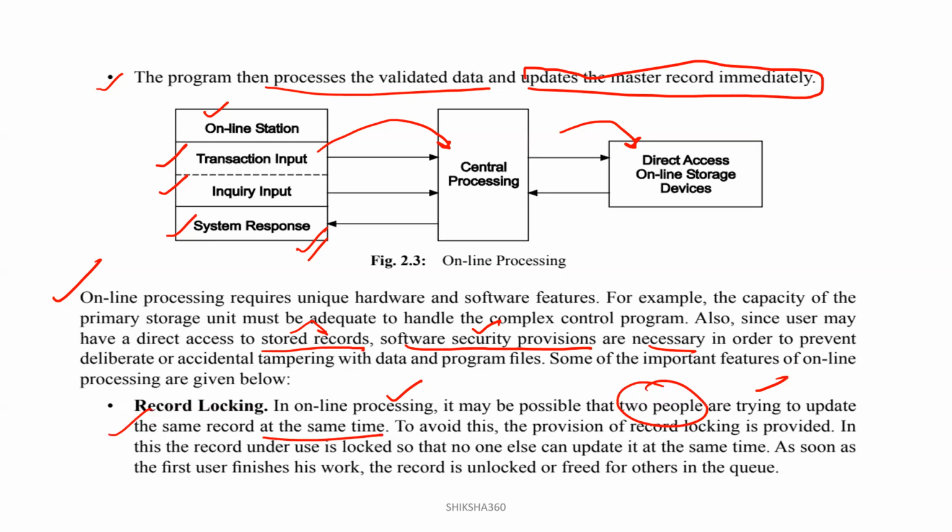In this, the record under use is locked so that no one else can update it at the same time. As soon as the first user finishes his work, the record is unlocked or freed for the others in the queue. Like when we have to update anything in the system, it depends on whether it is locked by some person or not. You have to put a check on all these things.